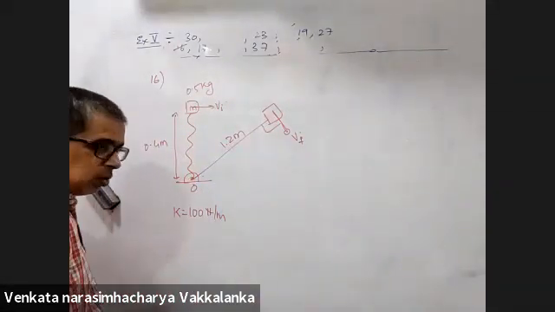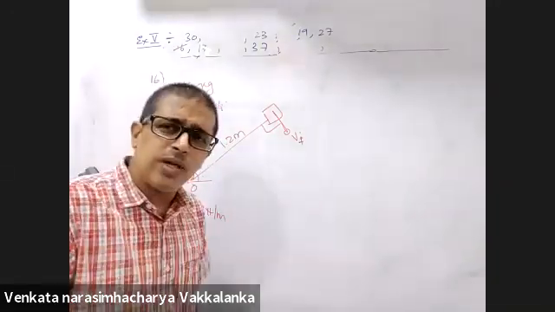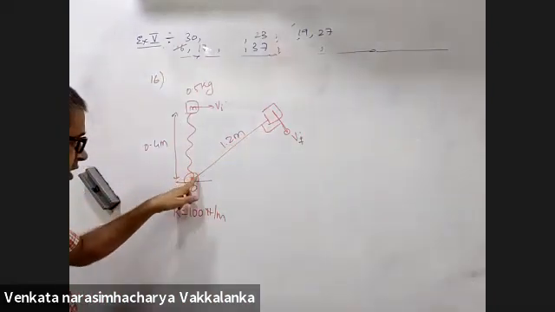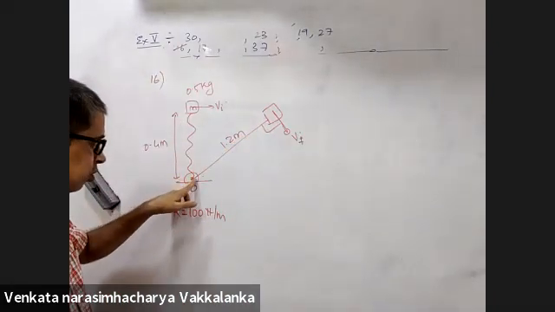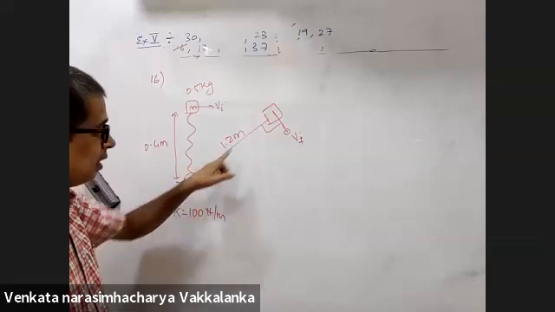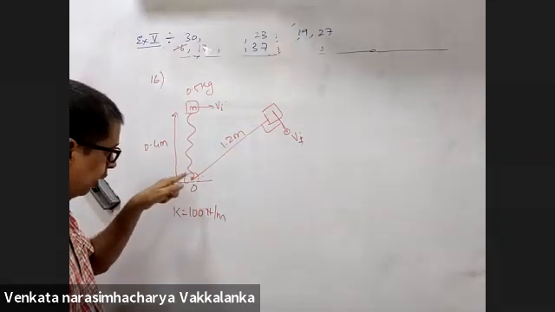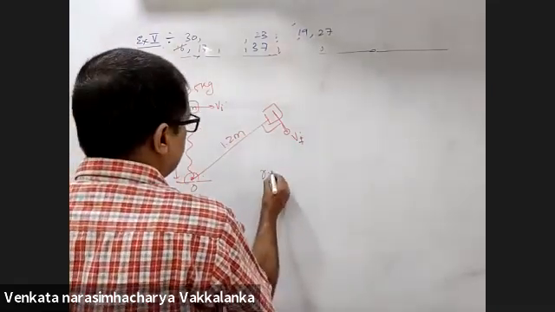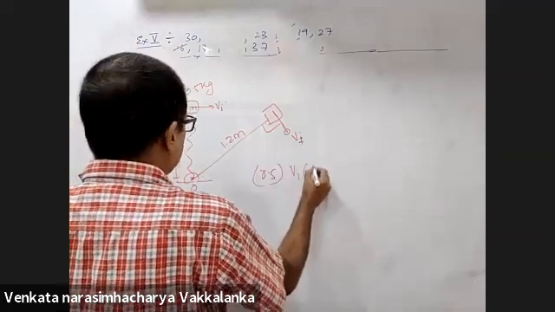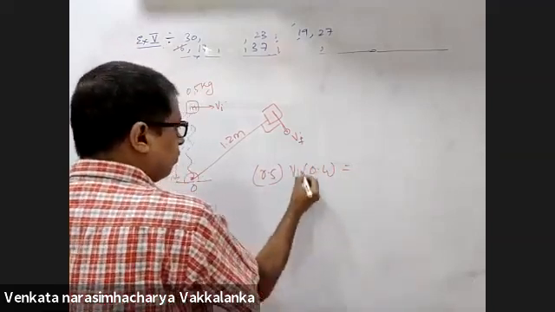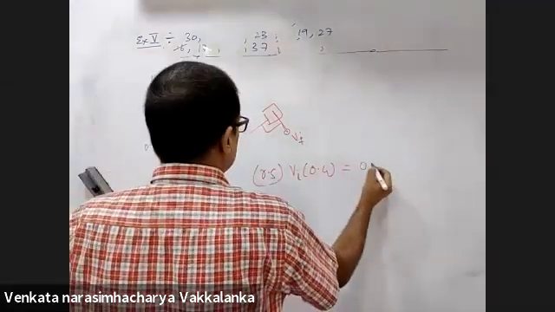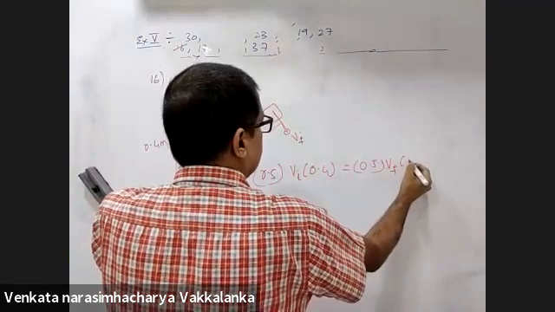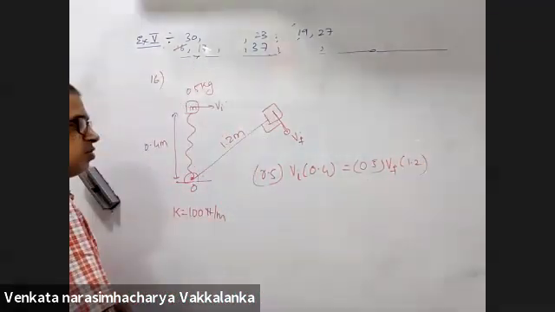Find the angular momentum about O, initial and final. Why do you take angular momentum about O? About O it is hinged, and the elastic force is also passing through O. Hinge force is also passing through O. So angular momentum about O is 0.5 into V initial into 0.4. Final is, what is the mass of this? 0.5 V final into 1.2. This is my first equation.